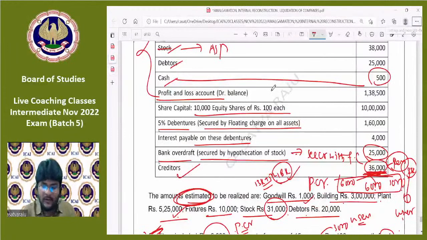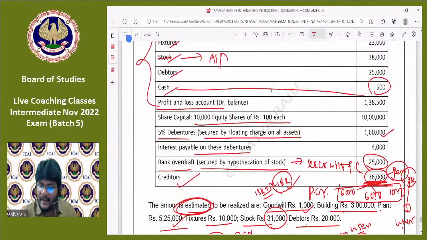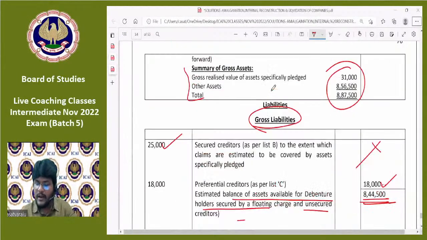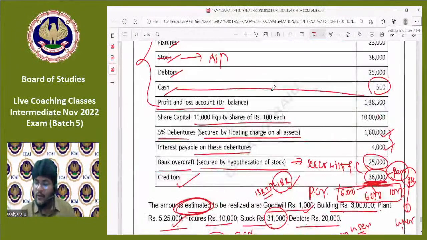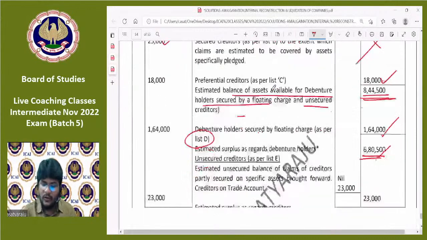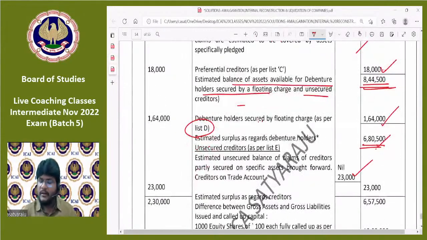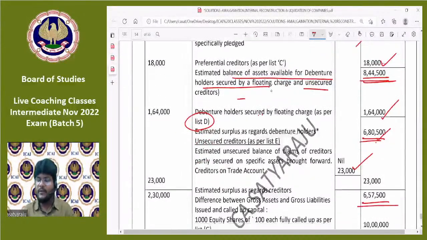Out of that, for debenture holders, 1,60,000, interest was 4,000, total 1,64,000, paid that as per list D. Then the estimated assets as regards the secured creditors with floating charge was 6,80,500. Then unsecured creditors, we already decided, which was 23,000. Then the remaining balance was 6,57,500.